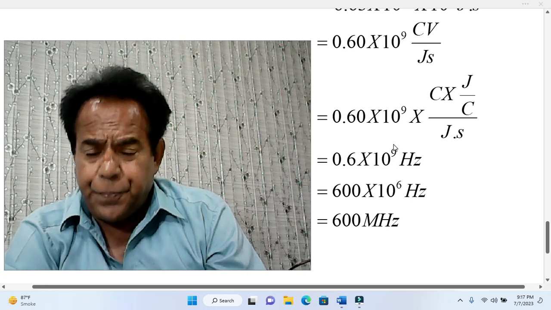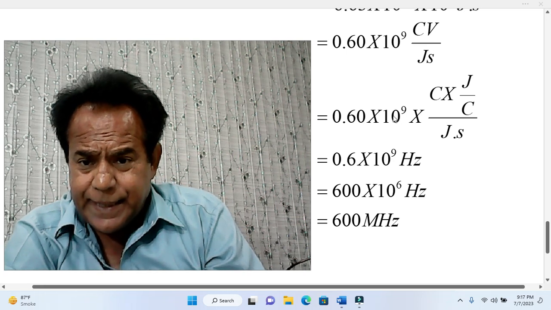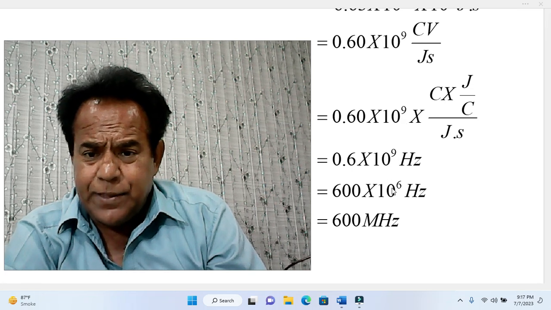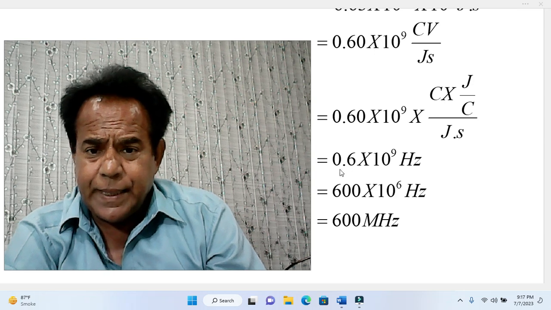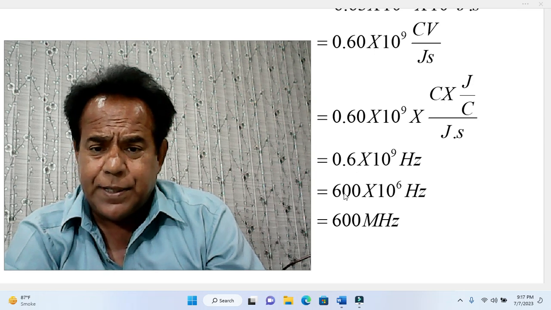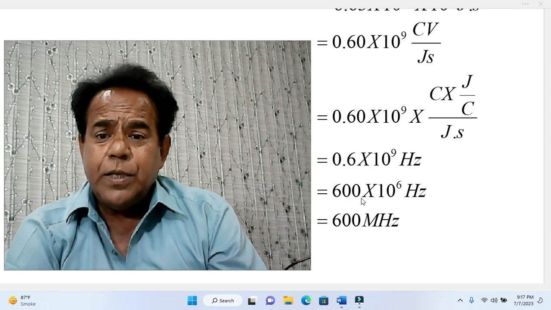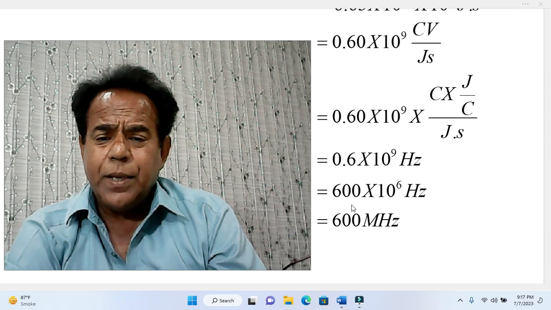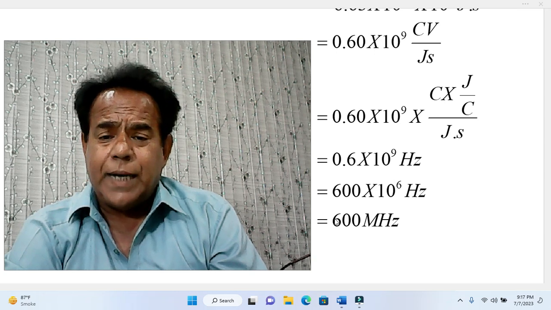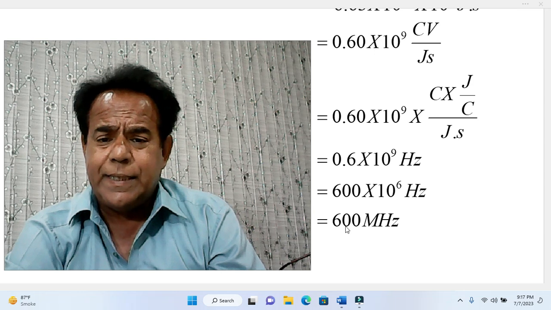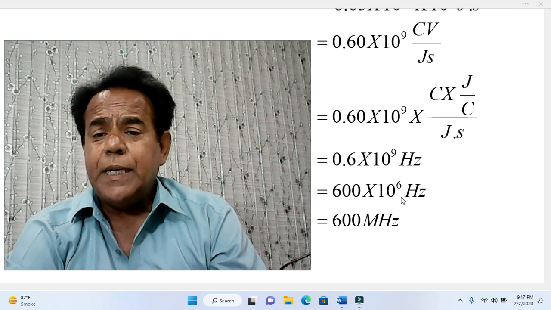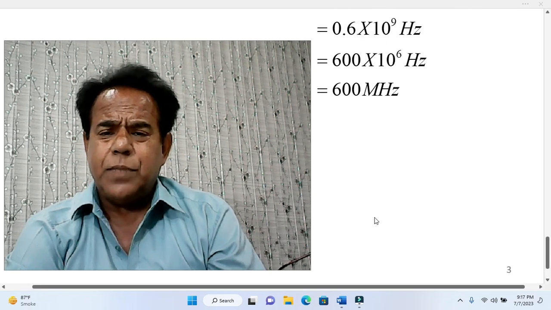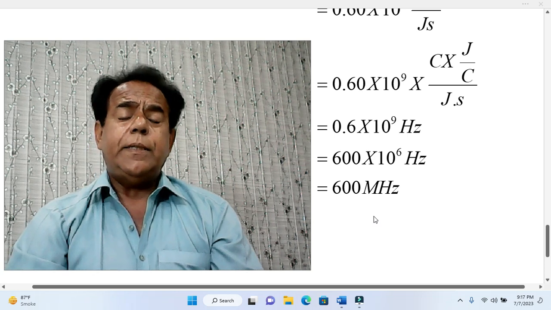And now this is 10 raised to the power 9. If we convert it into 10 raised to the power 6, then this 0.6 will be converted into 600. This is called million or mega, so we can write this quantity as 600 megahertz. In place of 10 raised to the power 6, we have used capital M, remaining nothing left. So this is the end of our problem.